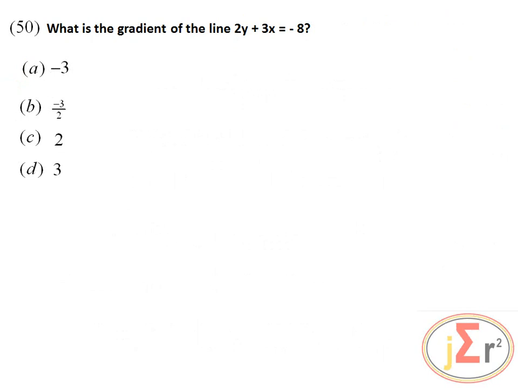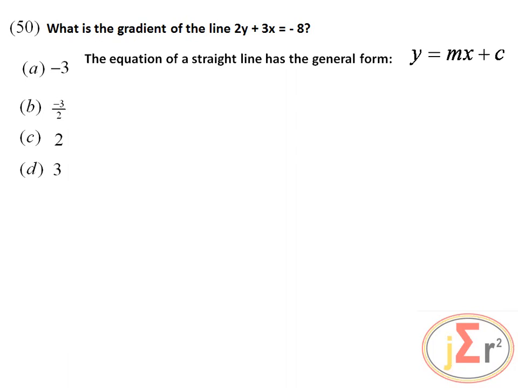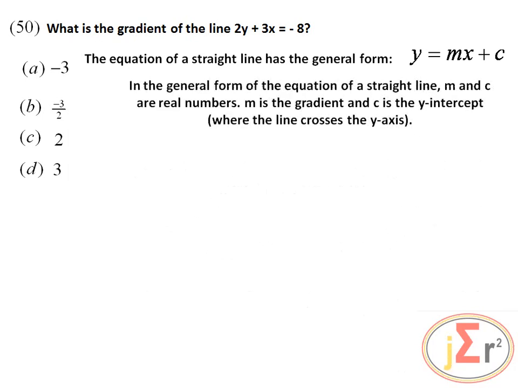What is the gradient of the line 2y plus 3x is equal to negative 8? What is the gradient of the line? I love questions like this. The equation of a straight line has the general form y is equal to mx plus c. In the general form of the equation of a straight line, m and c are real numbers. M is the gradient and C is the y-intercept. The y-intercept is where the line crosses the y-axis.